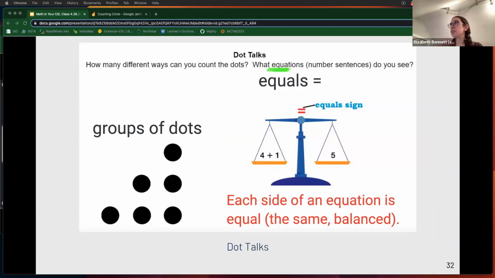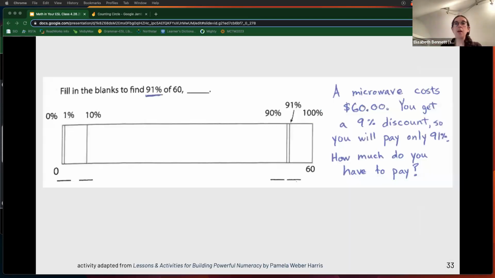So I've done this just with dot talks. And we, of course, talk about this vocabulary of equations and the equal sign and different math operations, add, subtract, multiply, divide, and practice that language. This is an example of that, something from the Pamela Weber Harris book. So a little more abstract, this is definitely leveling up. This was the activity I did that one day when I gave the survey, and some students said, no more math. So I tried to support them by providing a context for the problem.